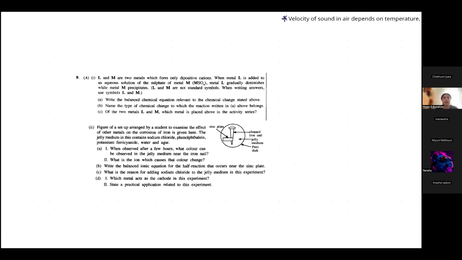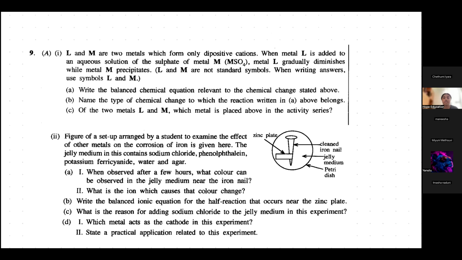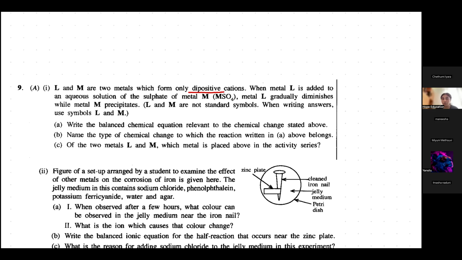L and M are two metals which form only di-positive cations. Di means 2, so the charge is 2 plus, right? So L and M, both metals, form positive ions with 2 plus charge. When metal L is added to an aqueous solution of the sulfate of metal M, that means MSO4, metal L gradually diminishes while metal M precipitates.